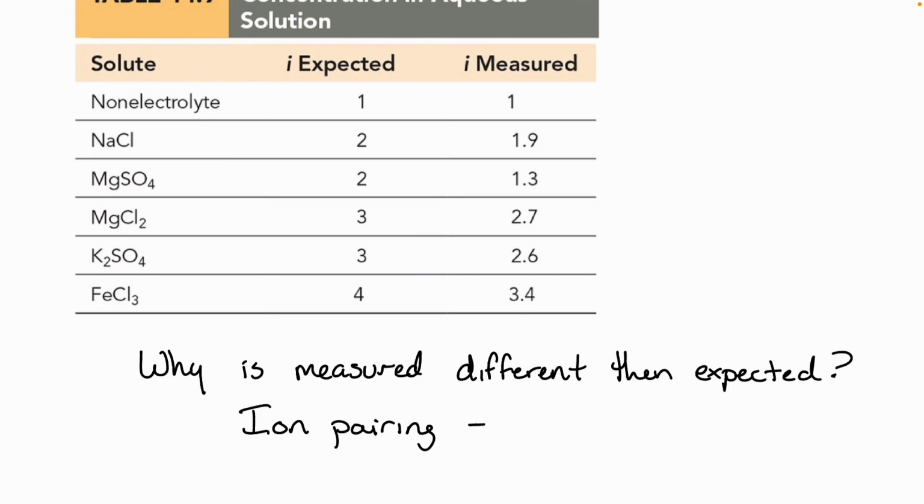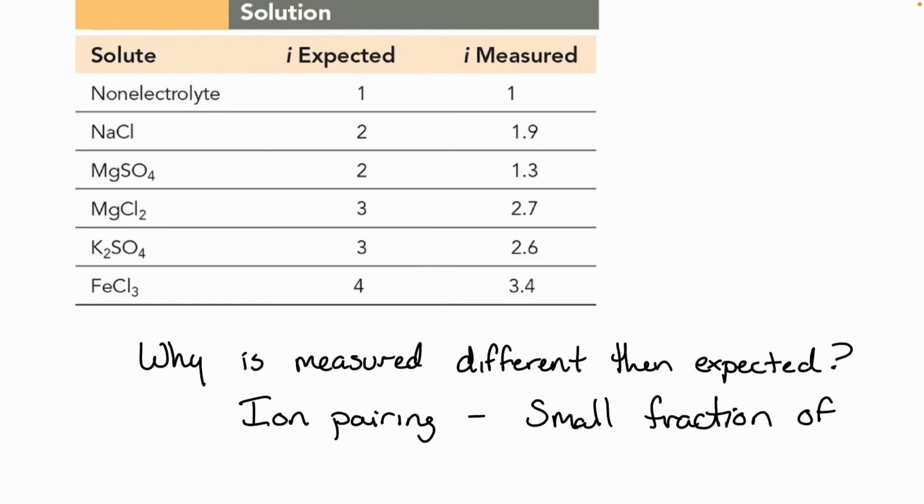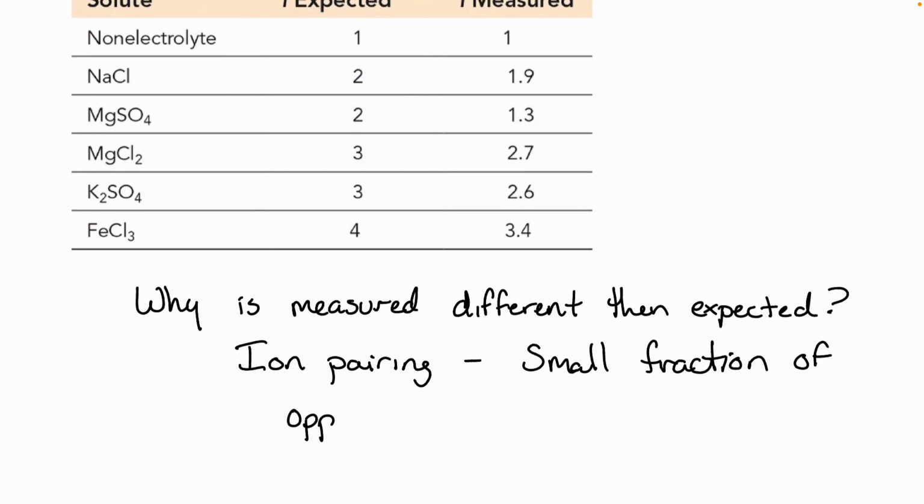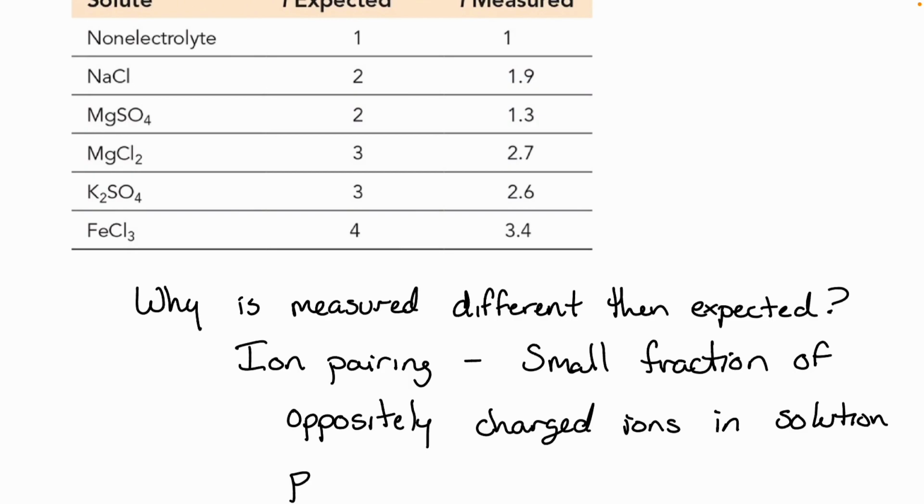So ion pairing: a small fraction of oppositely charged ions paired together.